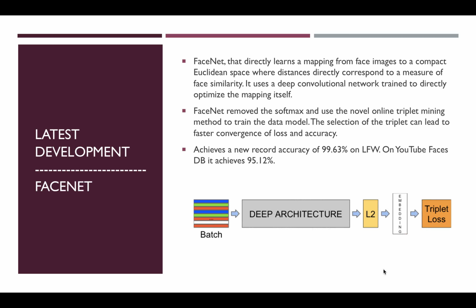And then I want to introduce FaceNet, which is developed by Google. It is different from DeepID because it removed the softmax layer. It directly maps the face image to a compact Euclidean space, and it used a novel online triplet mining method to train the model. So the selection of the triplets can lead to faster computation.